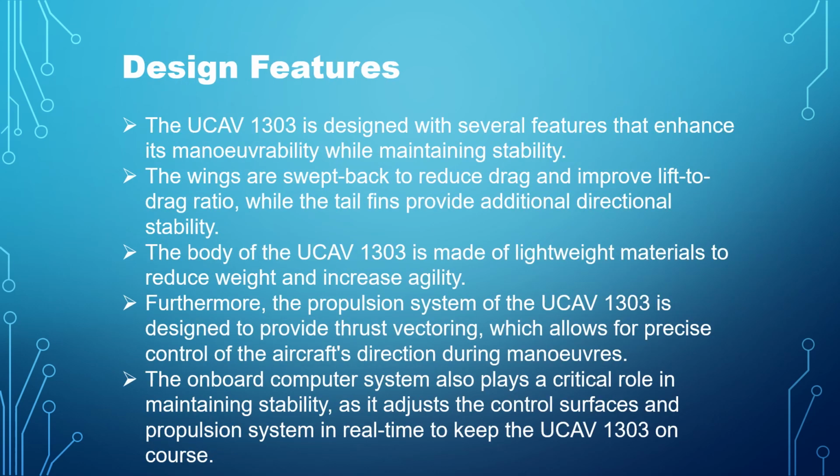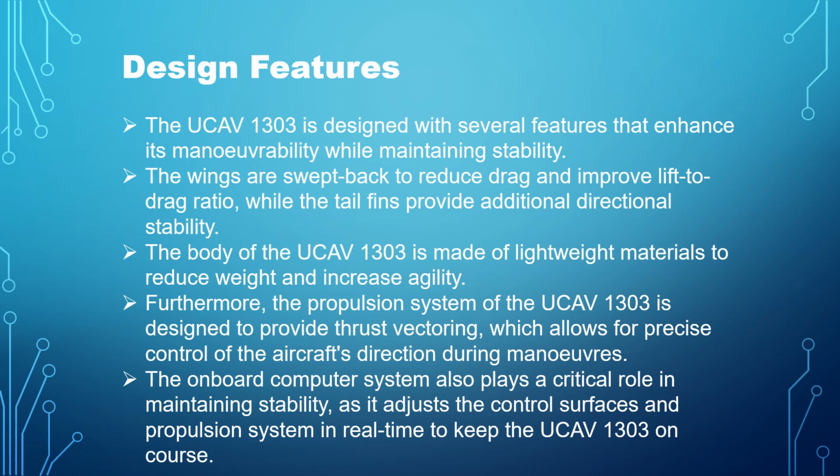Design features. The UCAV 1303 is designed with several features that enhance its maneuverability while maintaining stability. The wings are swept back to reduce drag and improve lift to drag ratio, while the tail fins provide additional aerodynamic stability. The body of UCAV 1303 is made of lightweight material to reduce weight and increase agility.